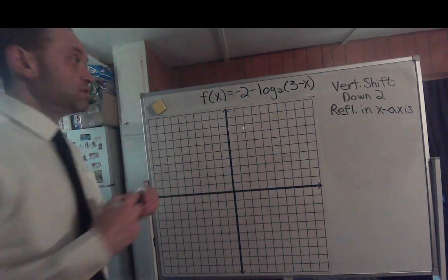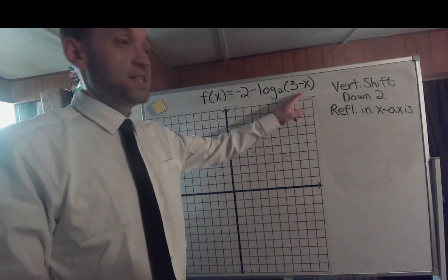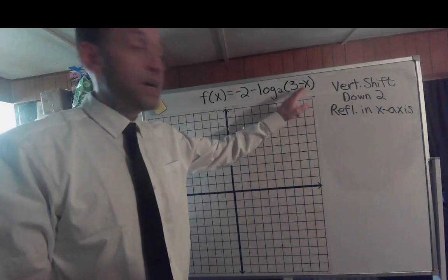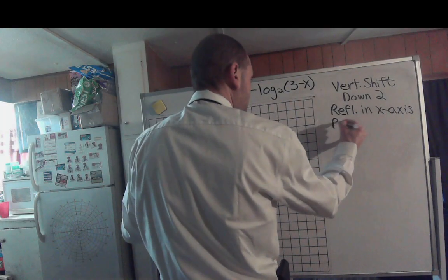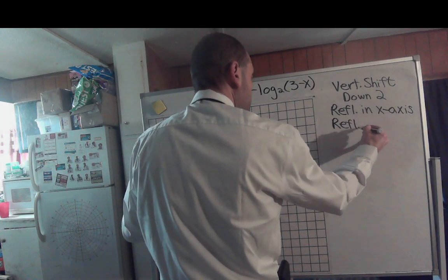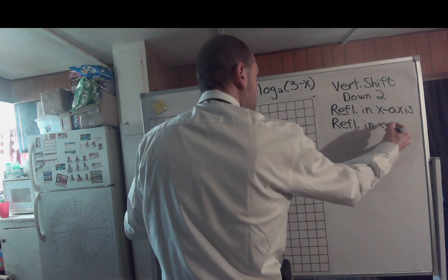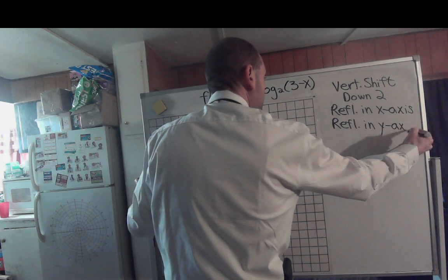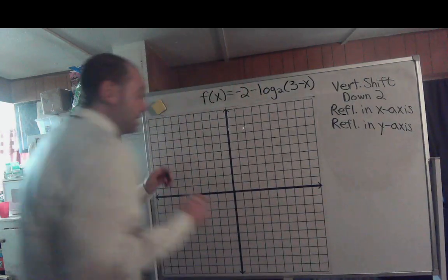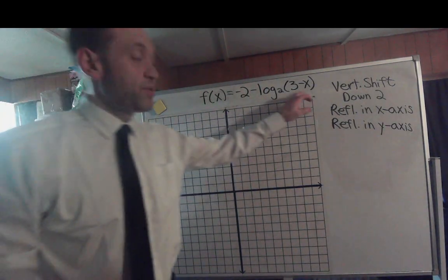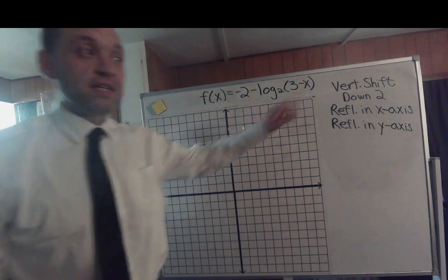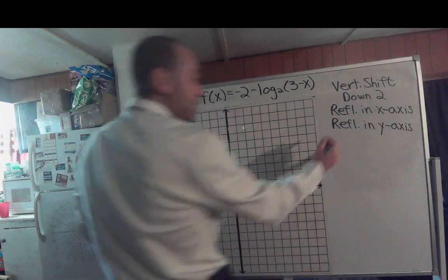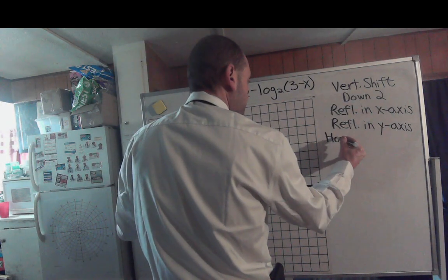Now, let's look inside the logarithm, inside the parentheses. You have a -x inside the parentheses. We actually also have a reflection in the y-axis. And then, okay, so you have 3 minus x. If you set that equal to 0, you'll get that x equals 3. So you have a horizontal shift right 3 units.